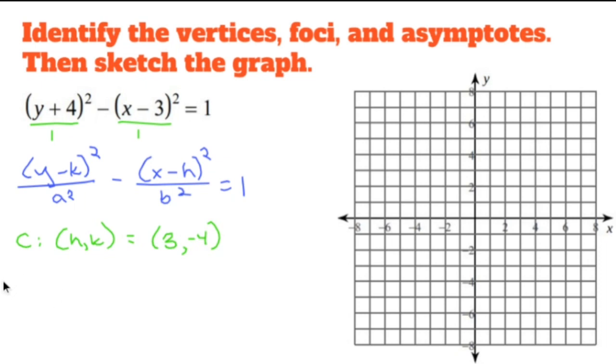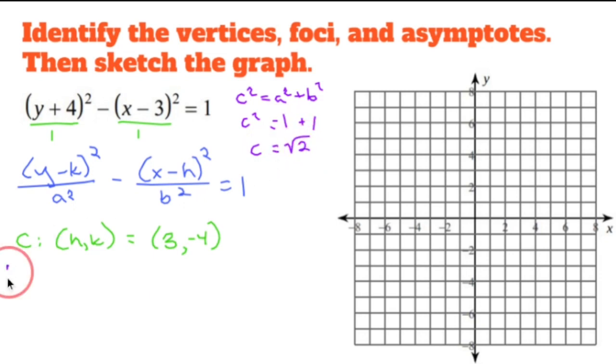Let's do the foci next. In order to do the foci, you need a c, and we don't have a c. But the way you would find c for a hyperbola is c squared equals a squared plus b squared. If you remember ellipses, it was minus, now it's plus. So what do I know? I know that c squared is 1 plus 1, which means c is the square root of 2.